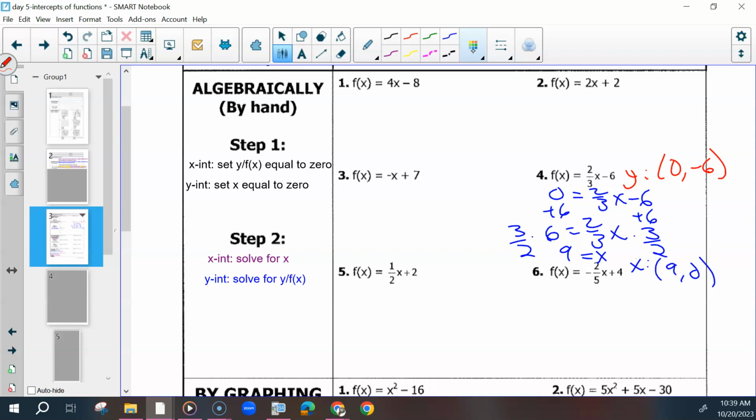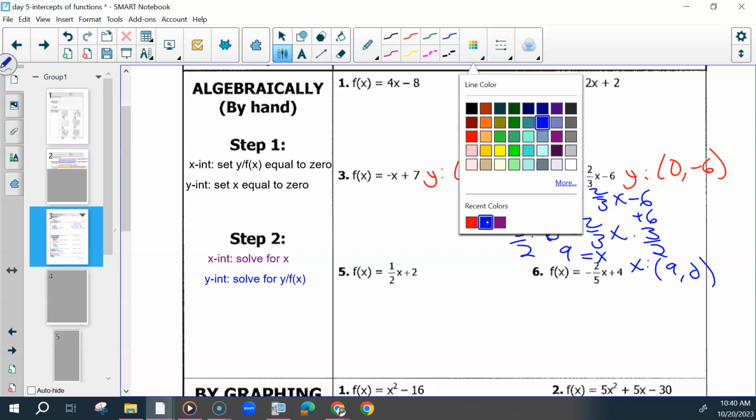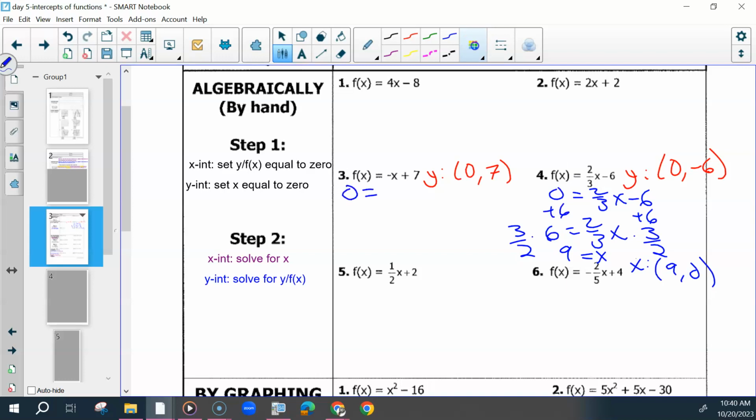So number 3, what would be the y-intercept here? 0, 7. And then for our x-intercept, we would put 0 in for y and solve by subtracting. And then to get x by itself, you divide by negative 1. So that x equals 7. So x is 7, 0.